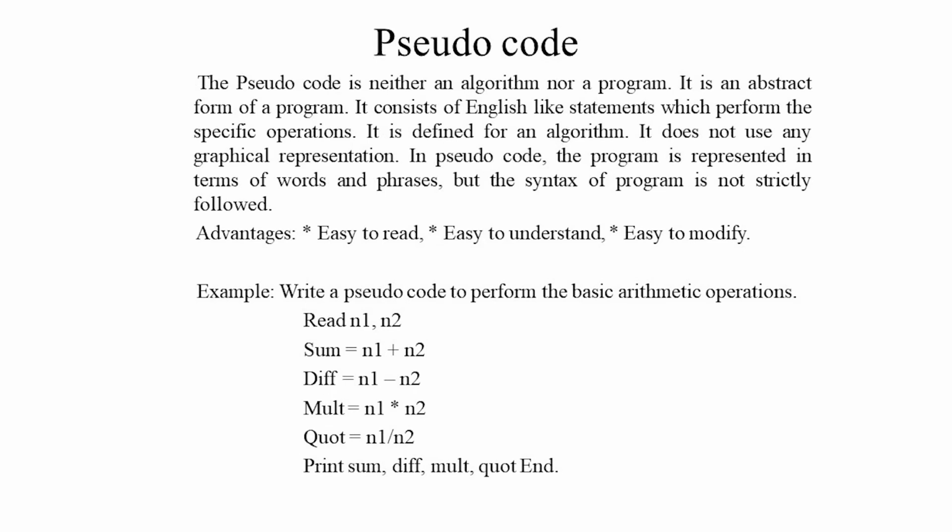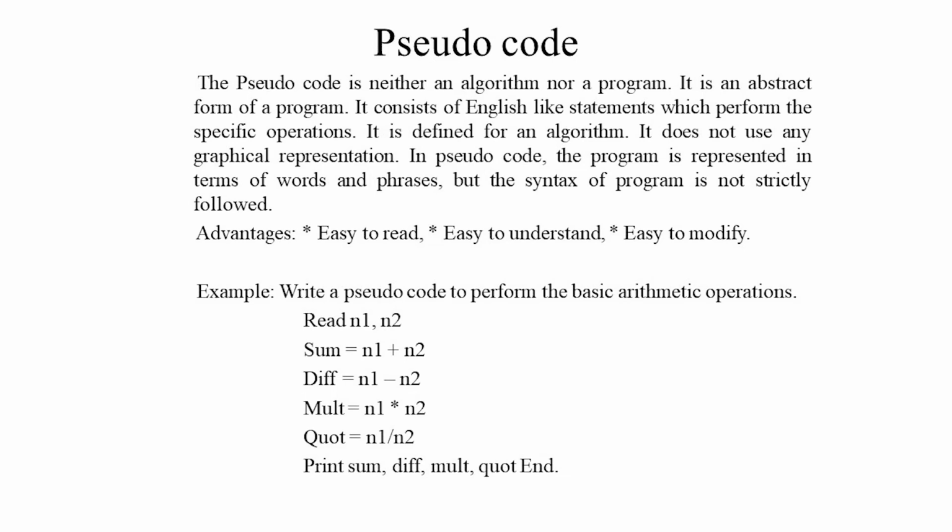In pseudocode, the program is represented in terms of words and phrases, but the syntax of a program is not strictly followed at all. So the advantages of pseudocode are that it is easy to read, easy to understand, and also easy to modify. Now I take a simple example of writing pseudocode to perform the basic arithmetic operations.